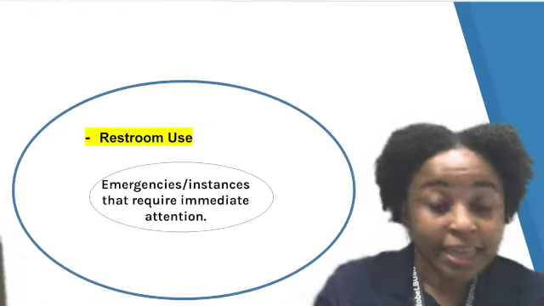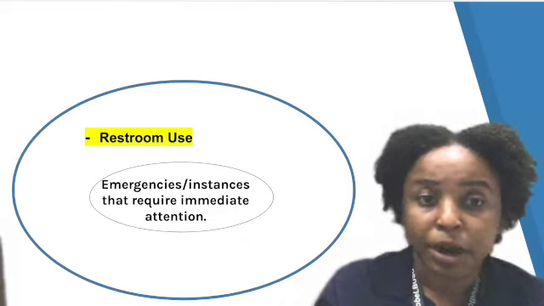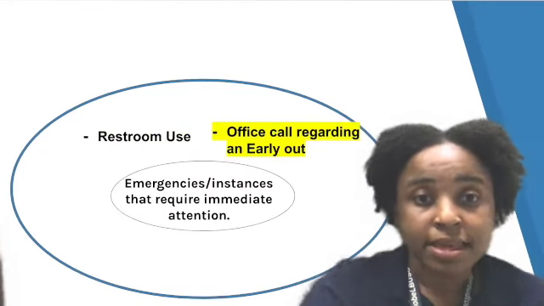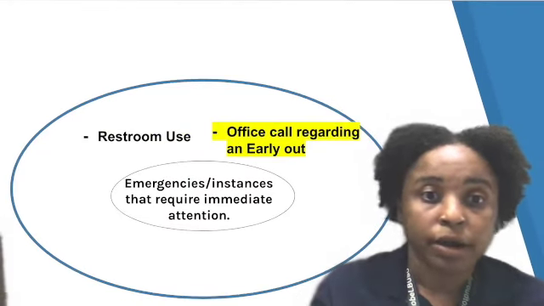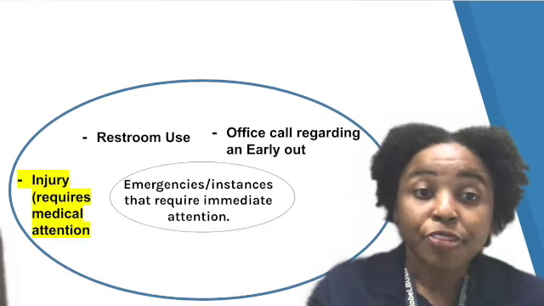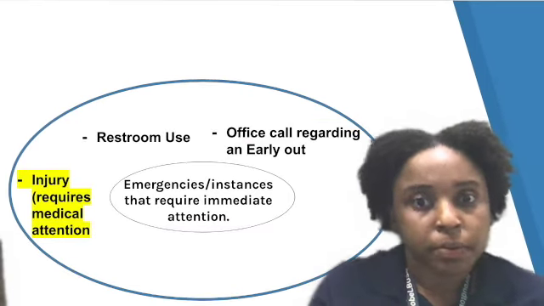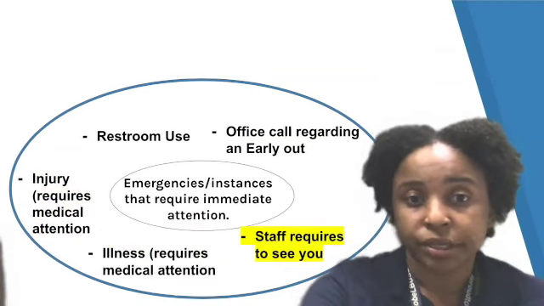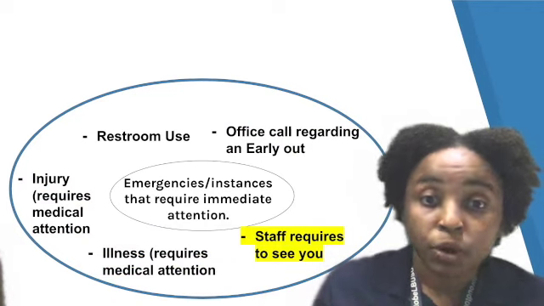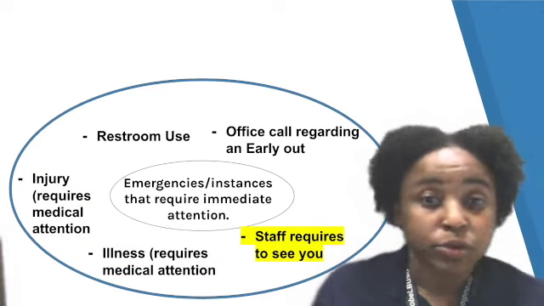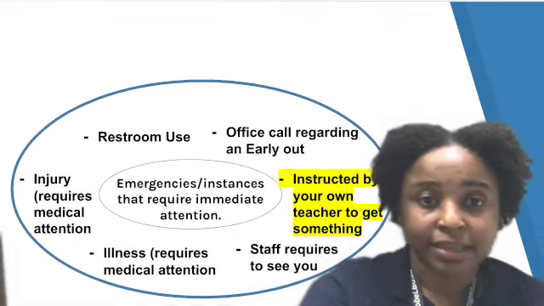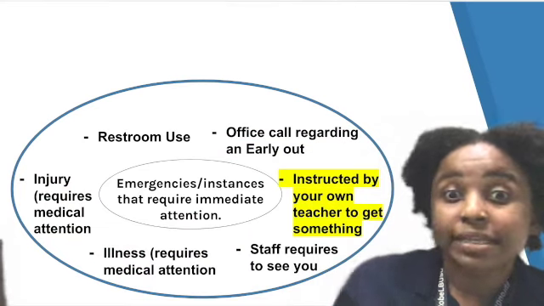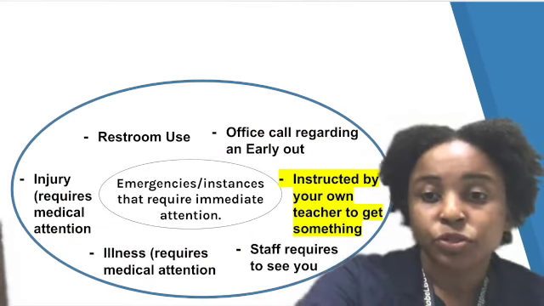One thing that can be considered an emergency or instances that require immediate attention is the restroom, right? A second thing can be the office is calling regarding an early out with your parents. A third thing can be an injury, which also requires medical attention, or even an illness that also requires medical attention. And then if a staff member requires to see you maybe in the office or another teacher. And then lastly, if you are instructed by your own teacher to go get something for them, okay? So that's what that looks like.